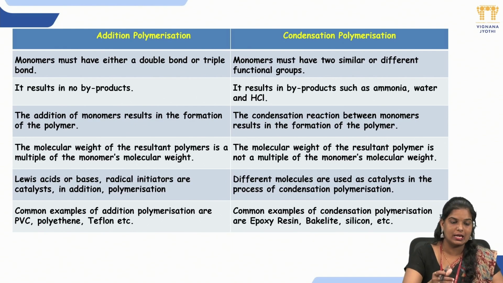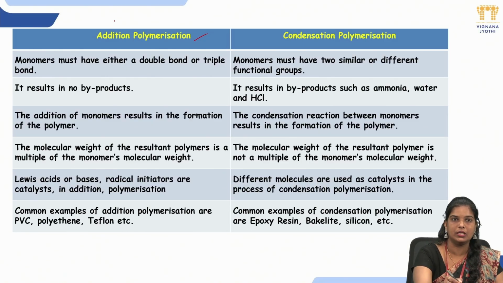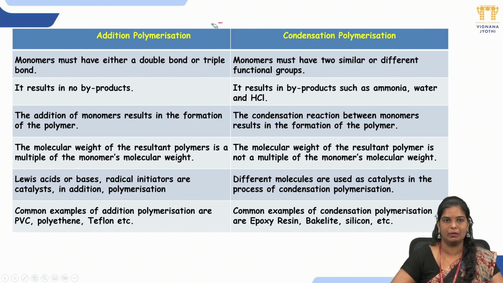The first point states that the monomer must have either a double bond or triple bond, which is there in addition polymerization. Until and unless there is a double bond or triple bond, this cannot be broken and we will not be getting an adding up. This monomer cannot be added up. So a must requirement for addition polymerization to happen is that it should have a double or triple bond.